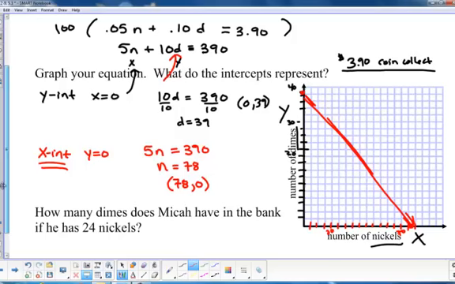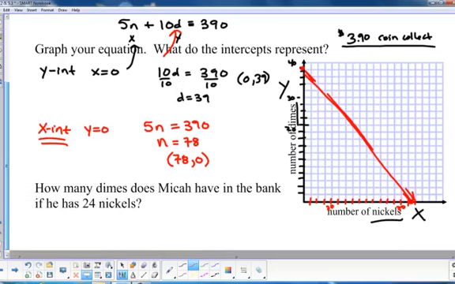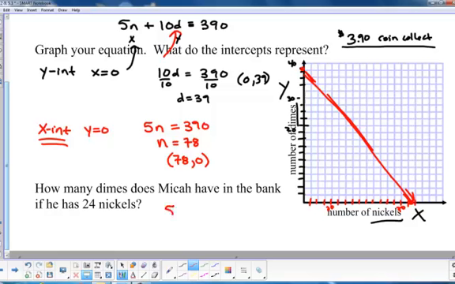So how many dimes does Micah have if he has 24 nickels? So we can plug 24 in for nickels.